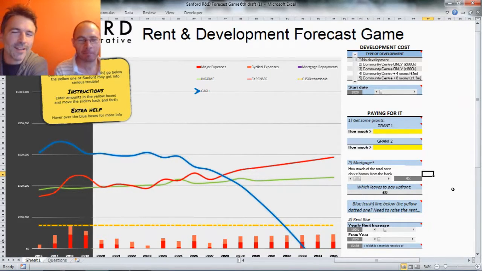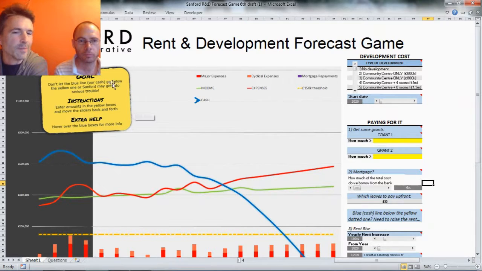Very exciting. Well, yeah, this is the Sanford Rent and Development Forecast game. It's an interactive tool for people to see what effect a rent increase, or not, and development expenses will have on our finances, short, mid and long term, basically.